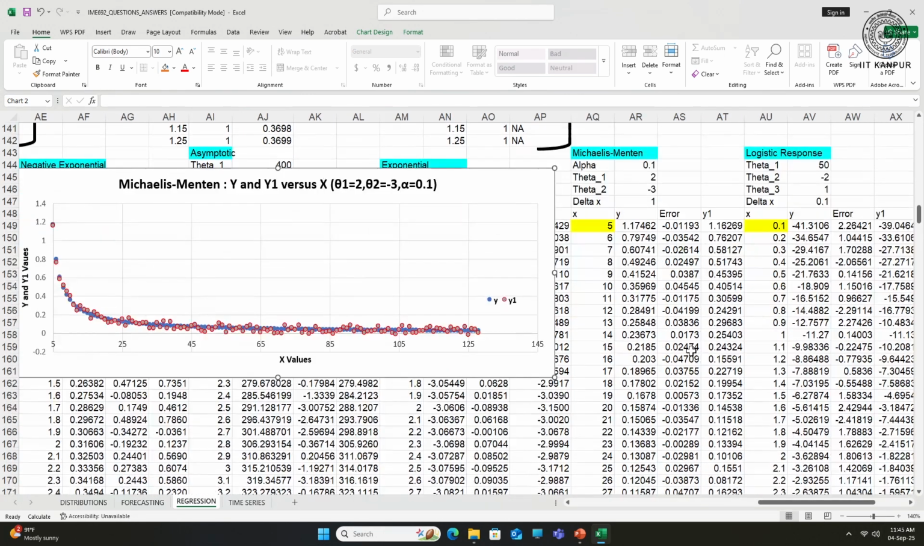So, in this case, for the Michaelis-Menten model, as you can see in the Excel sheet, alpha is 0.1, theta 1 is 2, and theta 2 is -3. Here the seed value of x is 5, and the delta value is 1.